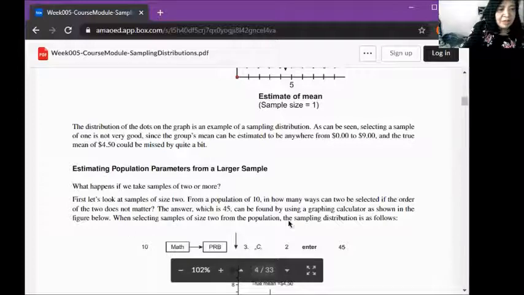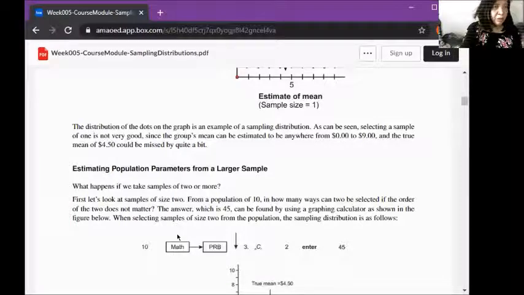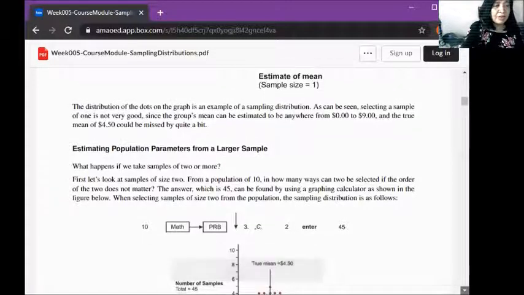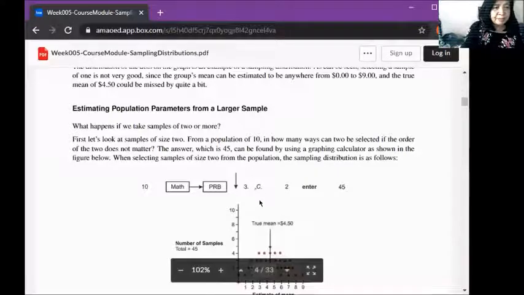From a population of 10, how many ways can you select 2 if the order does not matter? Probably here you need a tool, especially for those who studied earlier statistics, and that is known as combination. The answer, which is 45, can be found by using a graphing calculator. Even an ordinary calculator works, just look for the function nCr, which is n combination r.